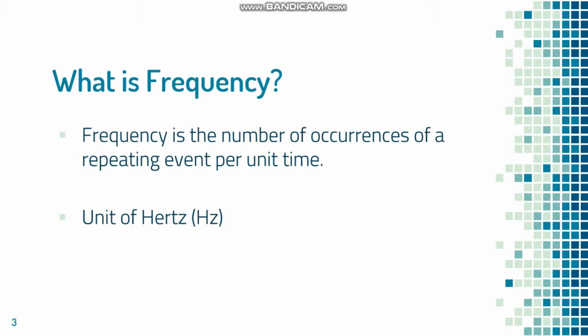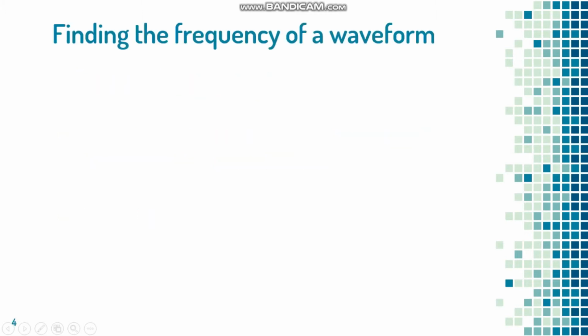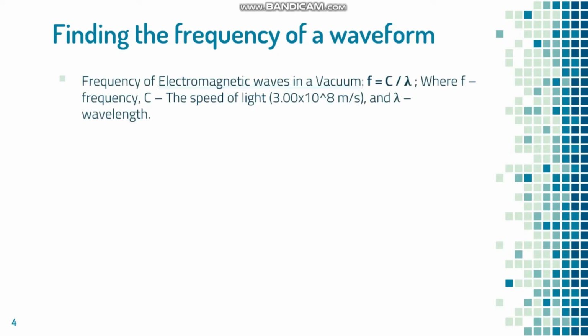So, yung 60 hertz simply means na yung AC cycle or yung AC signal repeats itself 60 times per second. So, dito natin makikita na repeating event per unit time. So, 60 times na maulit yung AC signal sa isang segundo. So, paano ba natin hinahanap yung frequency ng isang waveform? Maraming ways. So, ito yung ilan sa ways para mahanap ang frequency ng isang waveform.